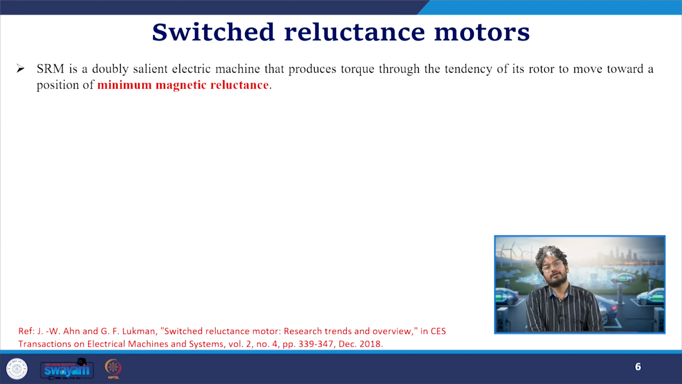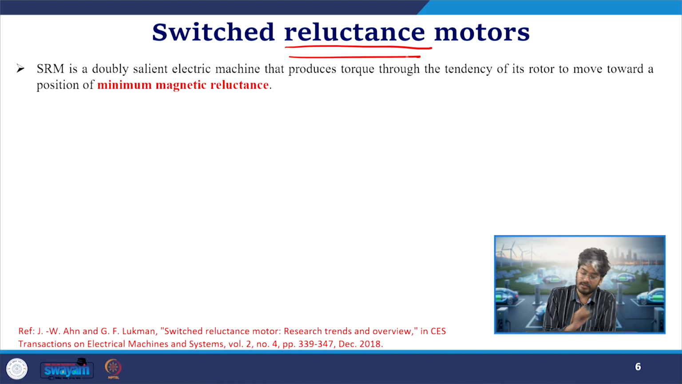Now let us see the next machine which will be used in our electric vehicle application, that is the switched reluctance motor. As the name suggests, reluctance, the operation of this machine is based on the reluctance principle. What is reluctance? It is the equivalent of electric resistance. When I go into the electric circuit, I see the definition of resistance: opposition to the flow of electricity. Similarly, reluctance is nothing but opposition to the flow of magnetic field lines.